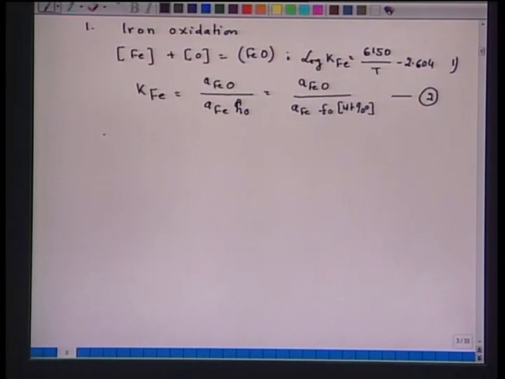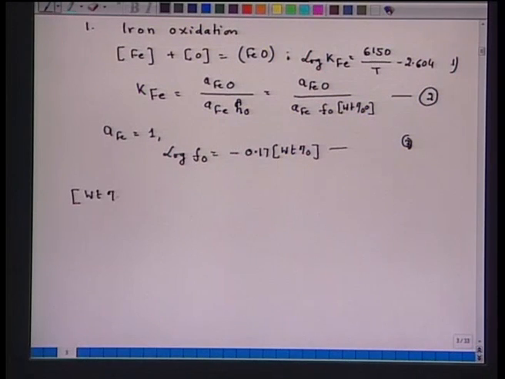Now, since iron in steel is pure, we can take the activity of iron equal to 1. Since it is pure, we take it equal to 1, and Fo, which is the activity coefficient of oxygen, we will relate with the following equation: log Fo is equal to minus 0.17 into weight percent O. Let it be equation number 3.